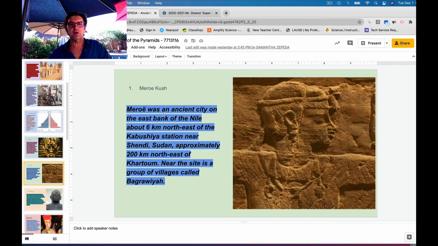Meroe of Kush. Meroe was an ancient city on the east bank of the Nile, about 6 kilometers northeast of the Kabushian station near Shendi, Sudan, approximately 200 kilometers northeast of Khartoum. Near the site is a group of villages called Bagrawiyah. So this was actually a capital city of Kush. Once again, we can see and learn from this primary source. We're going to talk a lot about primary sources today.